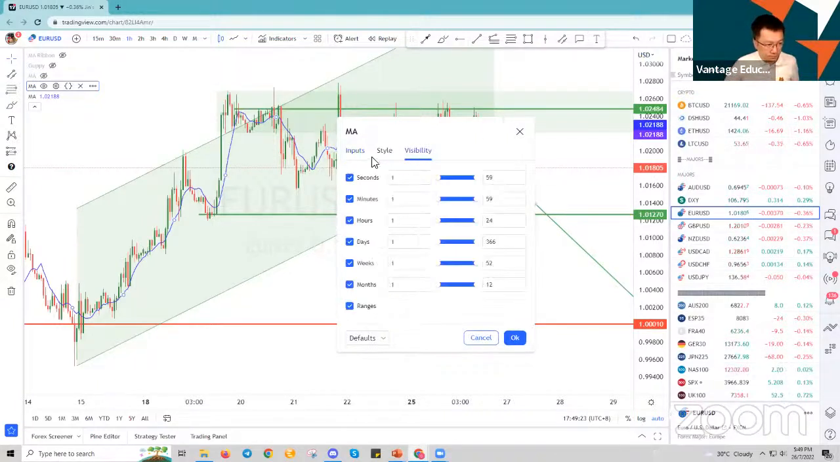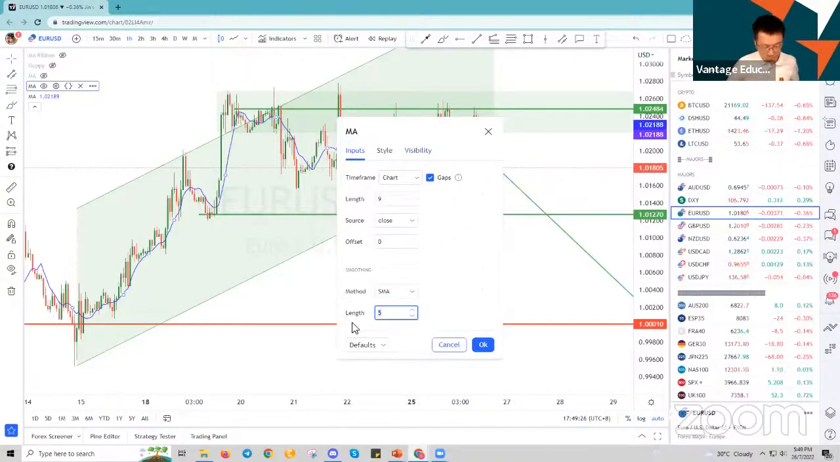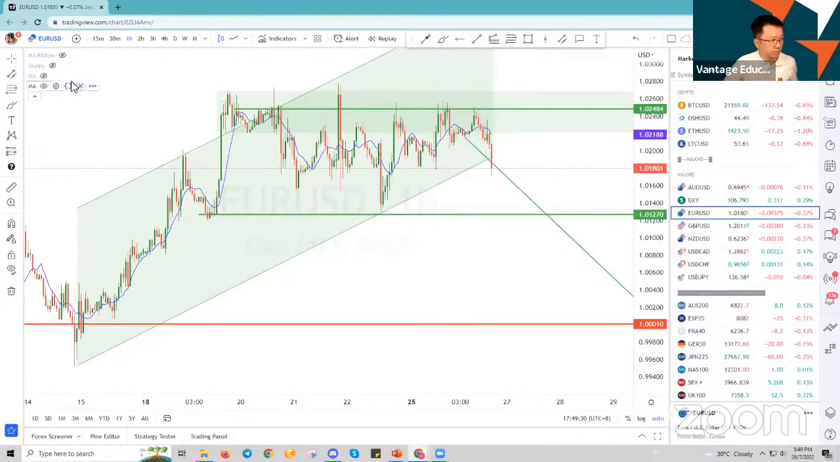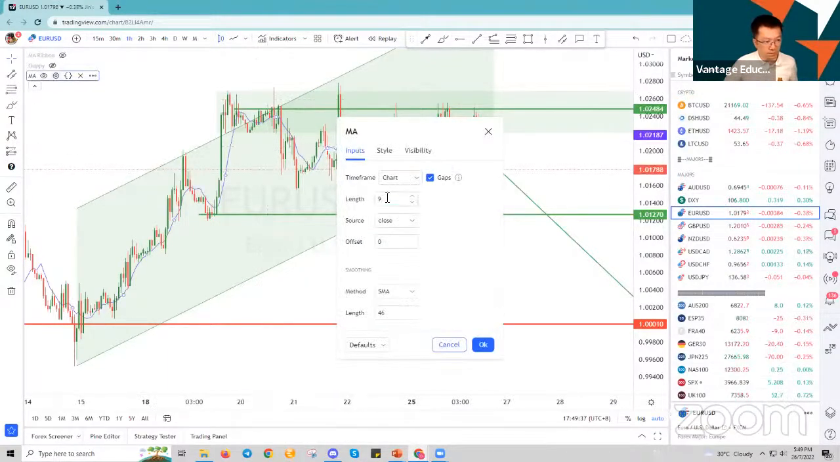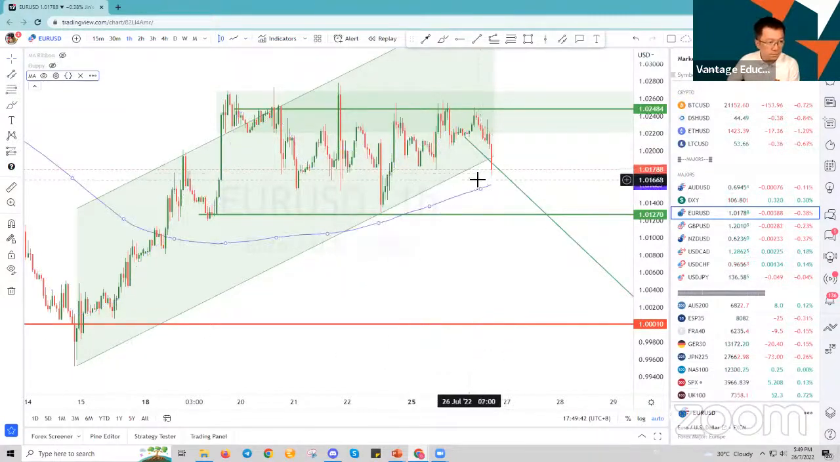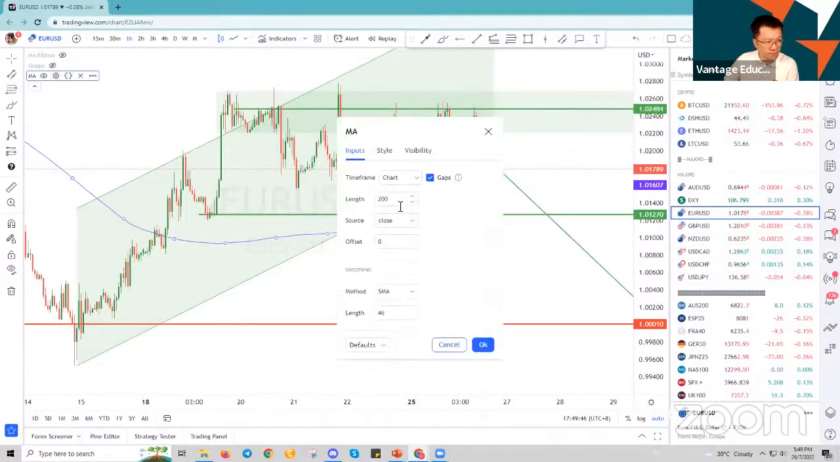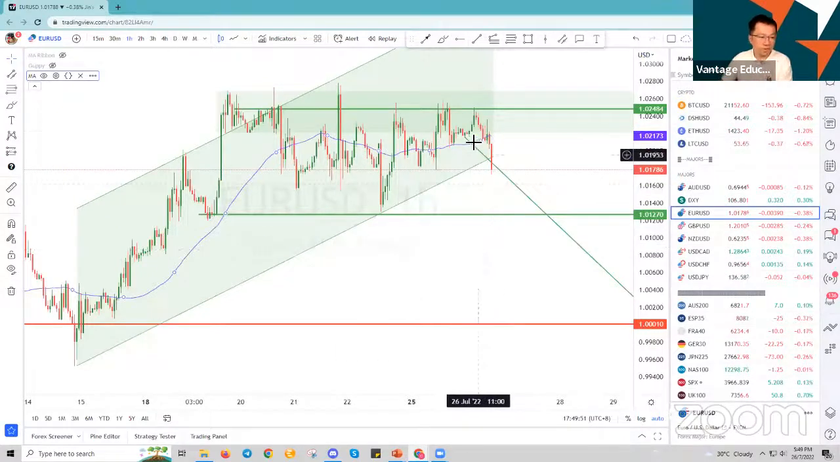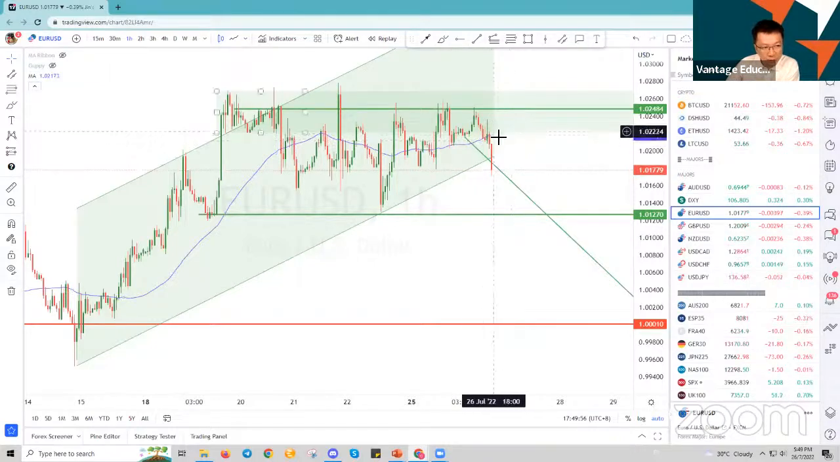Right, 200. Why is it not changing? Take that away. Okay, put that one in there. Okay, there you go. That's my 200. I'll put in one more. Actually, I'll change this one to a 46. We're just talking about that natural moving average. So what you see is that price has broken below that natural moving average.